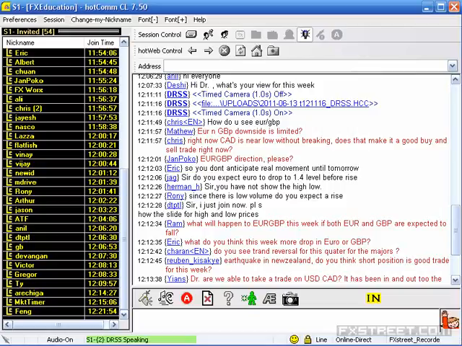Then JAG. Do you expect euro to drop to 1.40 level before rise? No, I am not committing anything now, sir, because the market is created in such a way that they wanted to make either way moves this particular week. So probably by month end we may be able to see, but it will be a prolonged time. Till such time the market is expected to make sideways moves.